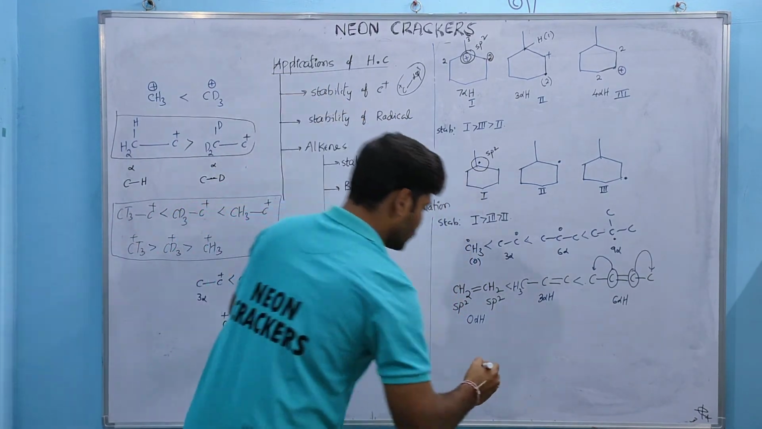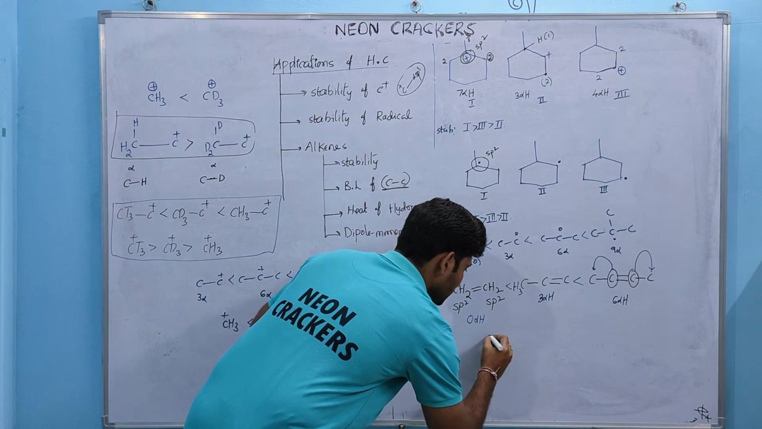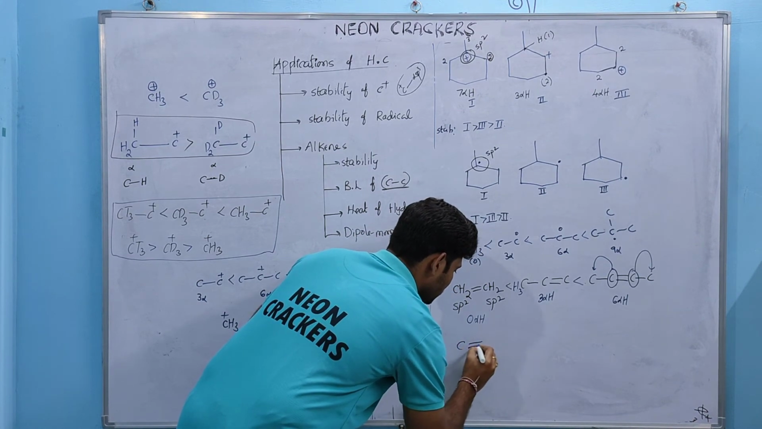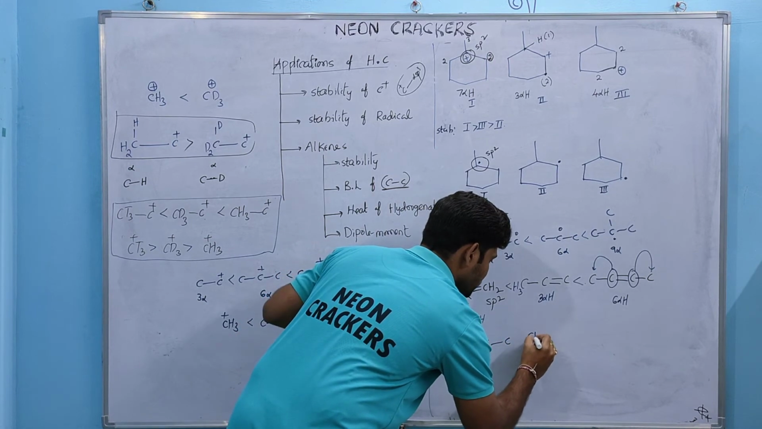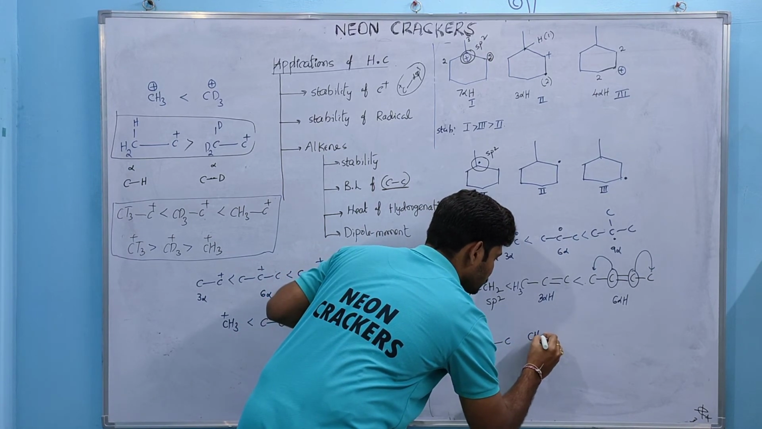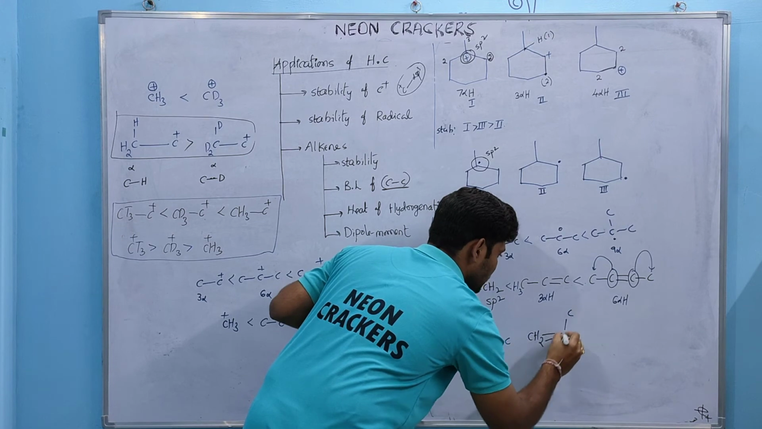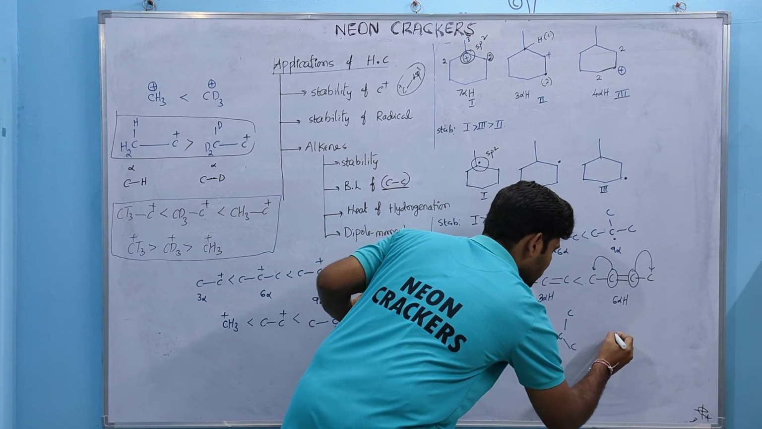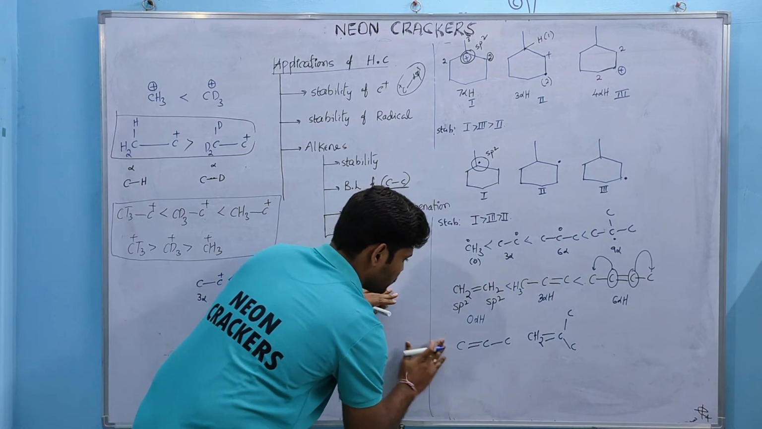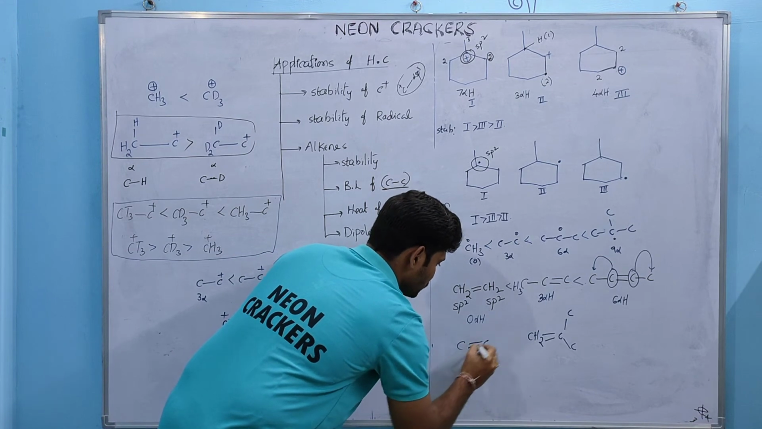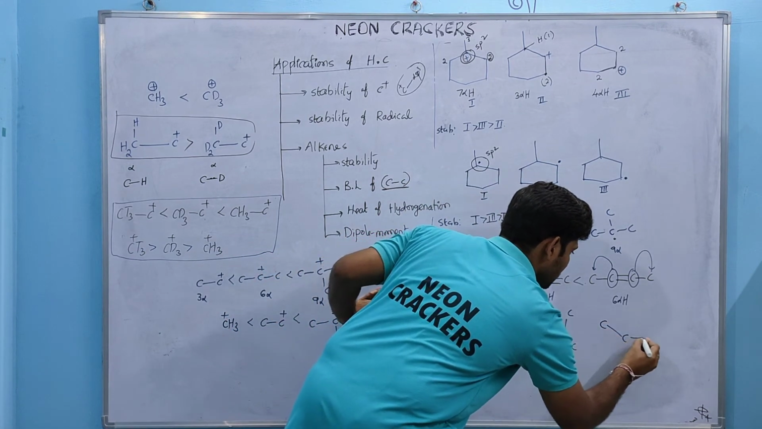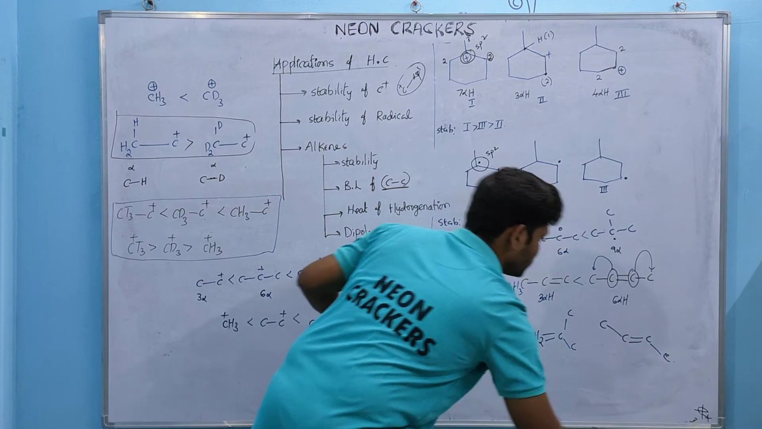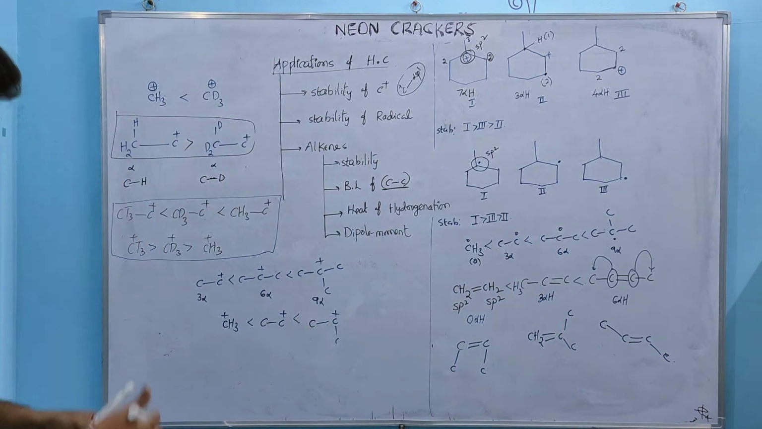Among three, carbon double bond carbon, this side carbon, this side carbon. Next one is what here? CH2 double bond carbon. Next one is what here? This we are taking geometrical, carbon carbon. Next here carbon double bond carbon. Find out number of alpha.